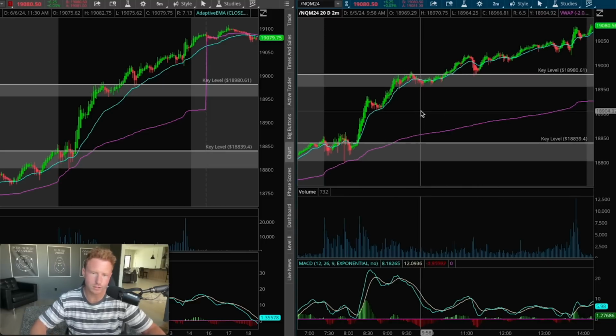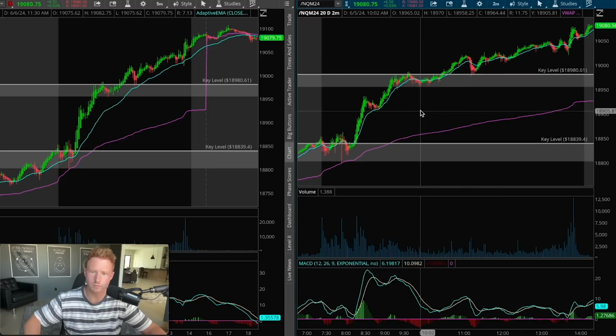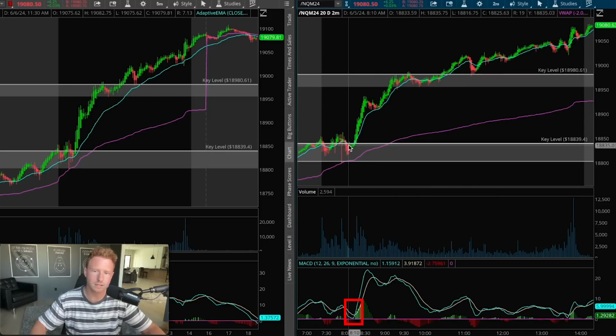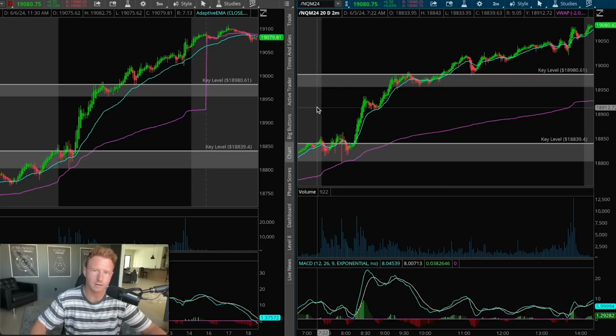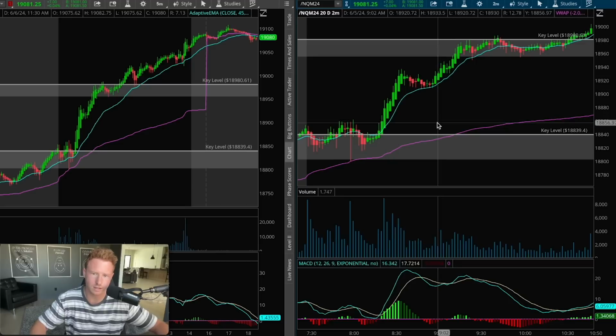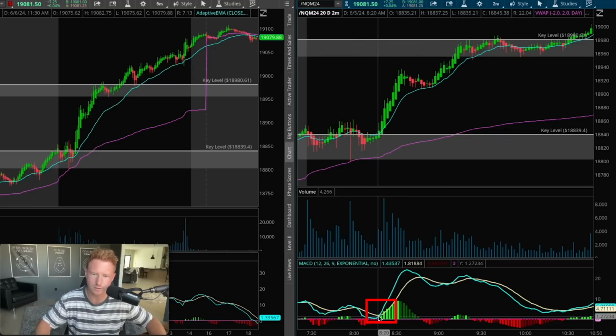Now we switch over to the 2 minute. We already know what we're looking for. So basically, anytime this MACD gave us a buy signal, I can get in, right? As long as I have some green candles that confirm with it. Okay, so we've got our first buy signal right here.